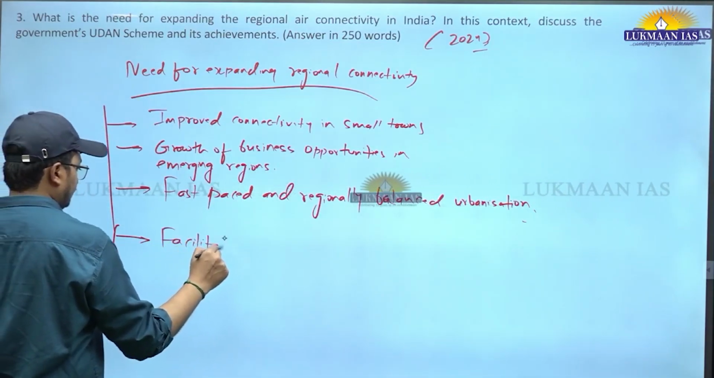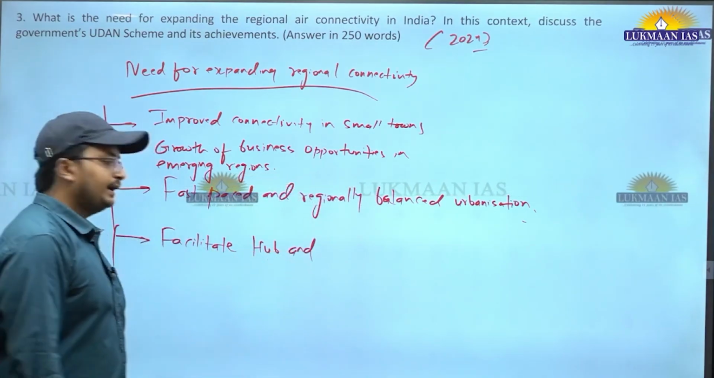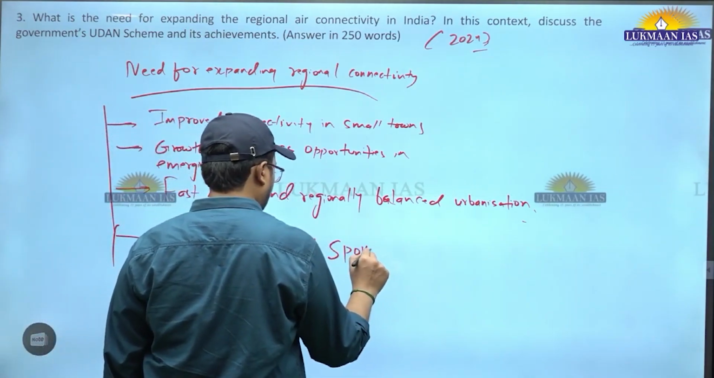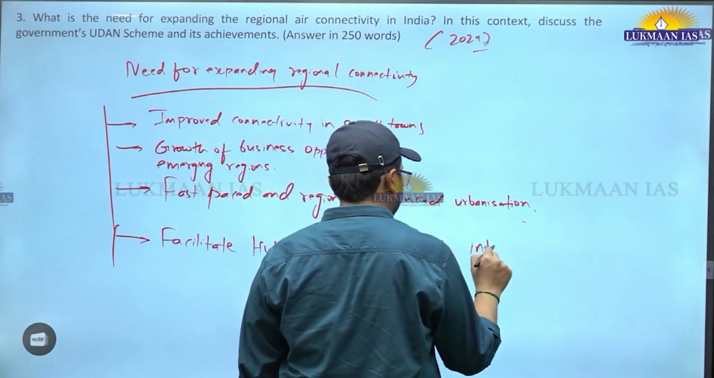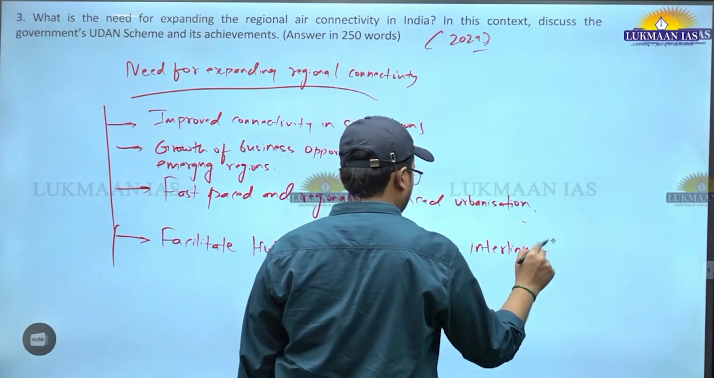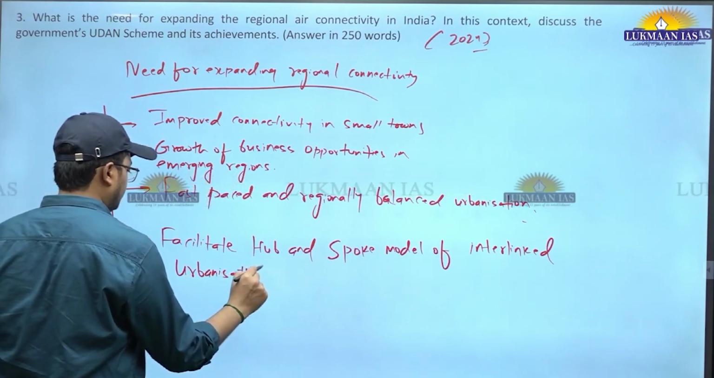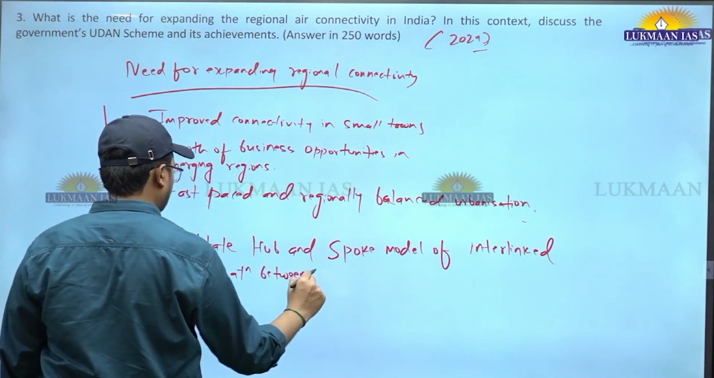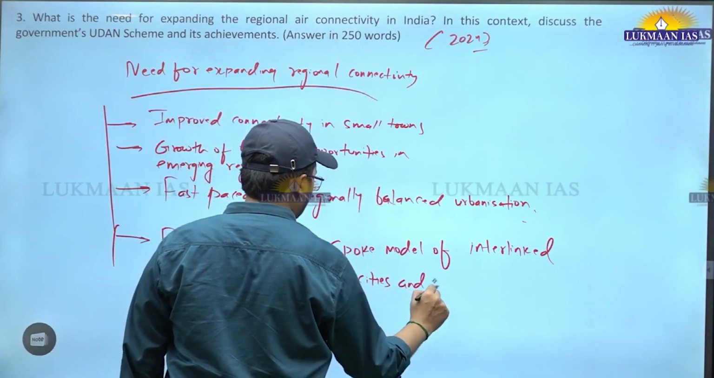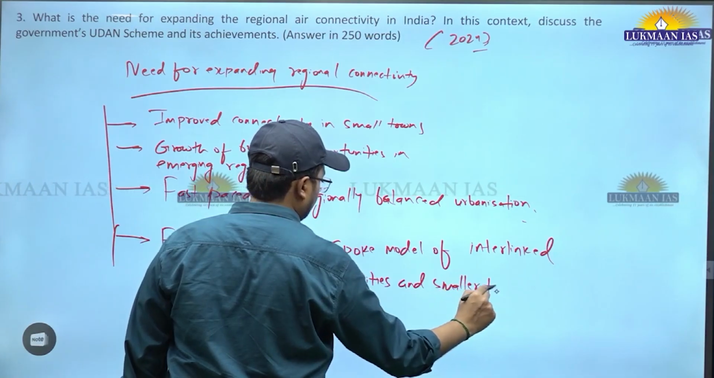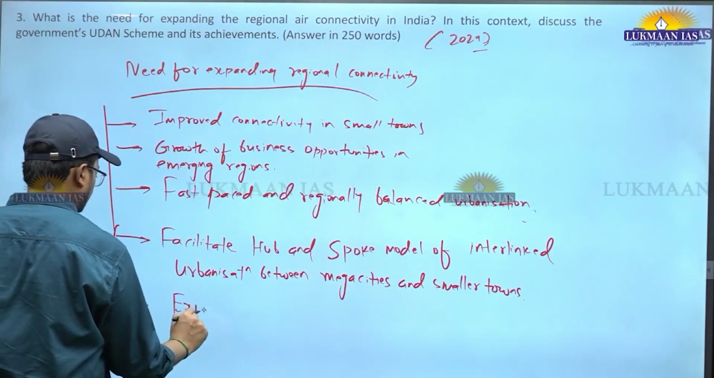Facilitate hub and spoke model of interlinked urbanization between mega cities and smaller towns. And fifth, expand the scope of tourism.